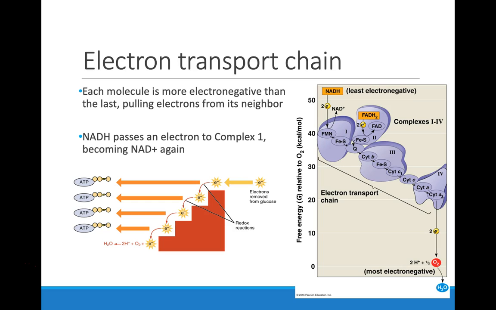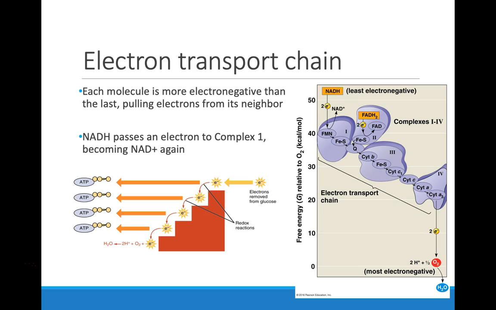What you're seeing here is actually a graph. It's an energy graph that shows the energy contained in those electrons. And we'll see how that energy is actually lost, where it goes in just a minute. But ultimately, those electrons are passed to oxygen. So here we finally see oxygen.